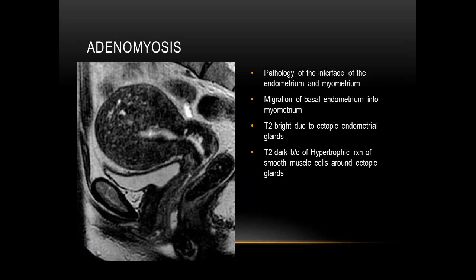The pathology of adenomyosis is there is an abnormality of the interface of the endometrium and the myometrium. There's a migration of the basal endometrium into the myometrium. The T2 bright signal intensity foci are due to ectopic endometrial glands within the myometrium. And the surrounding T2 dark is due to a hypertrophic reaction of these smooth muscles around the ectopic glands.